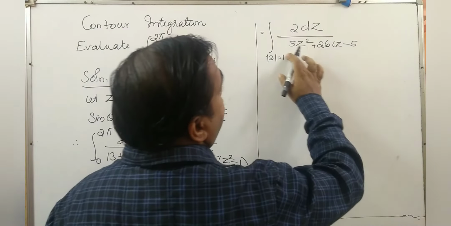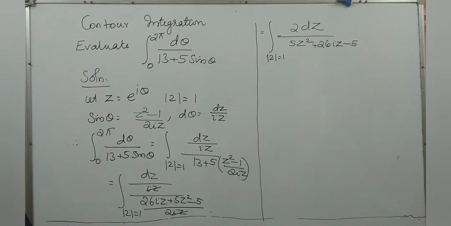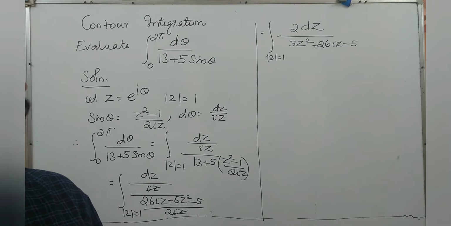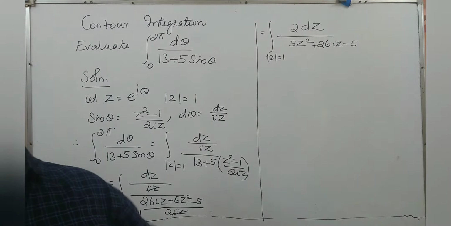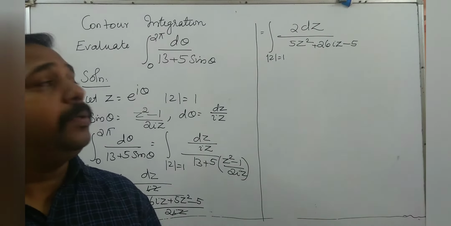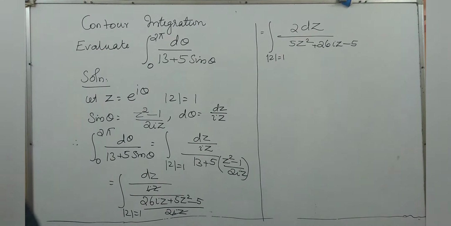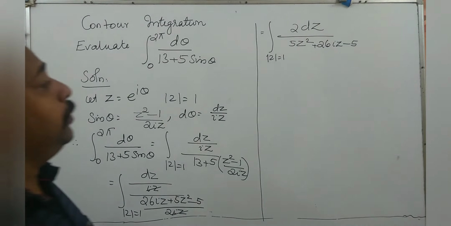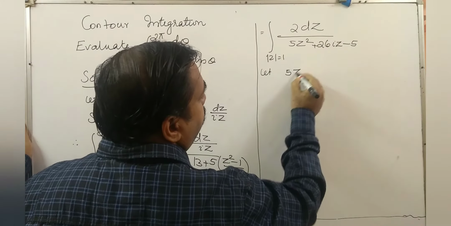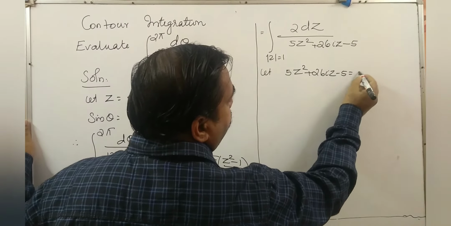Now this is an equation in z. So by using the previous method, what is the previous method? Just take the denominator equal to 0. From that we can find the poles. Then by using the poles inside the contour we can find the residue. So let 5z square plus 26i z minus 5 equal to 0.